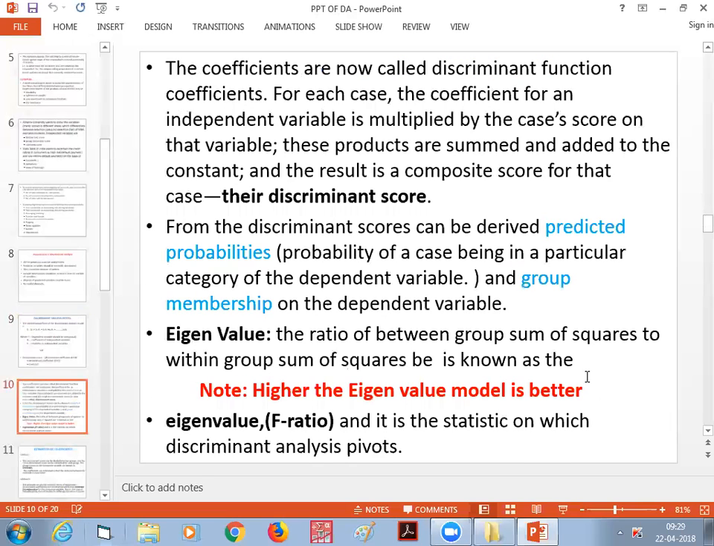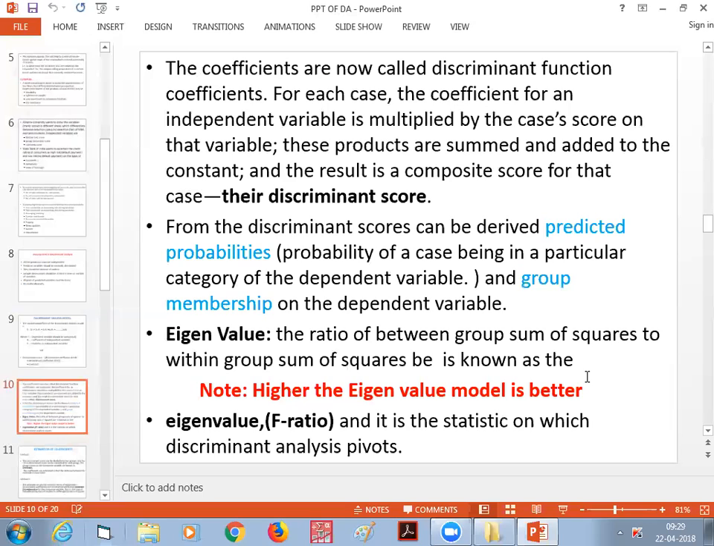We can also calculate the predicted probabilities from the discriminant score. That means the probability of an individual or a respondent being in a particular category of the dependent variable. So what is the chance that an individual is a high user of social network? We can find out the probability that the individual can be in a buyer group. Anyhow, SPSS will do all those things. You are not doing it manually, but the concept you should know.